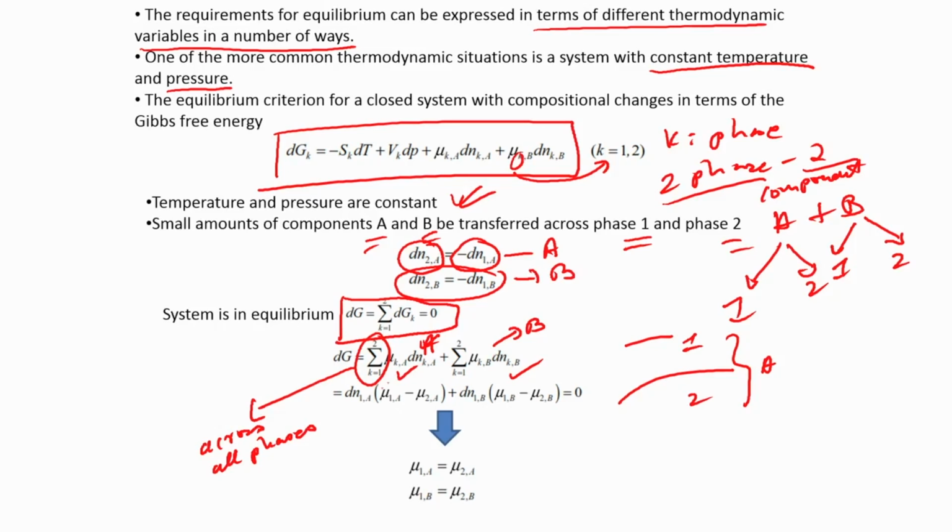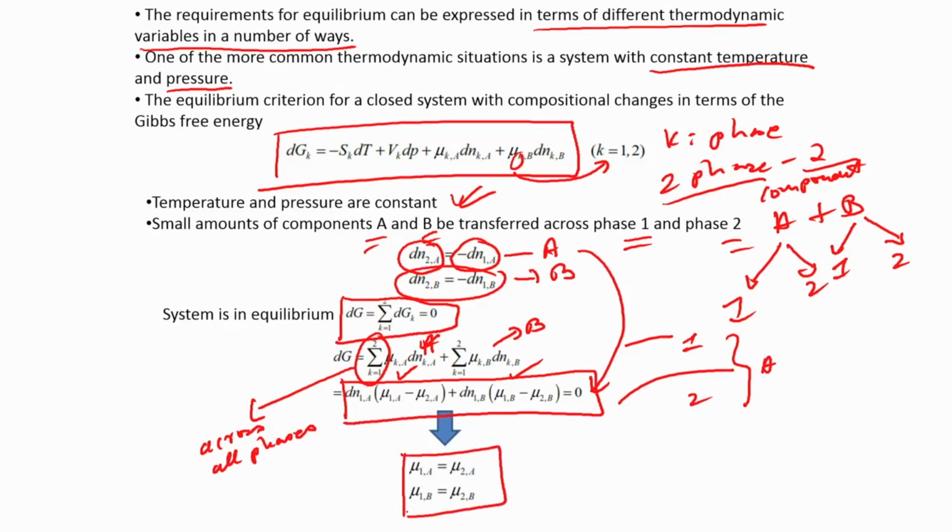Okay. So, if you expand this particular thing out using these 2 relationships over here, that there are small changes across the phases, you get this particular relationship, because the change in Gibbs free energy has to be equal to 0. So, therefore, what we get out of this is basically that the chemical potential of each individual component across the individual phases has to be the same, right.